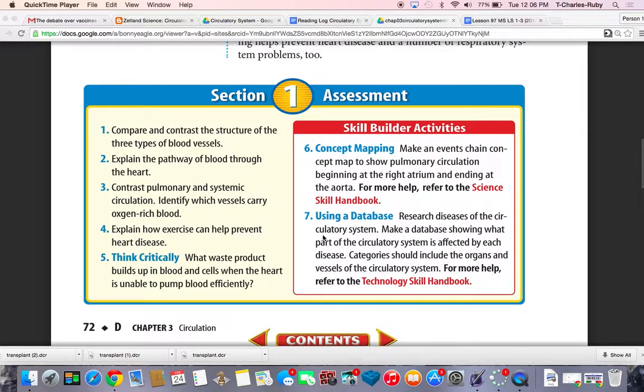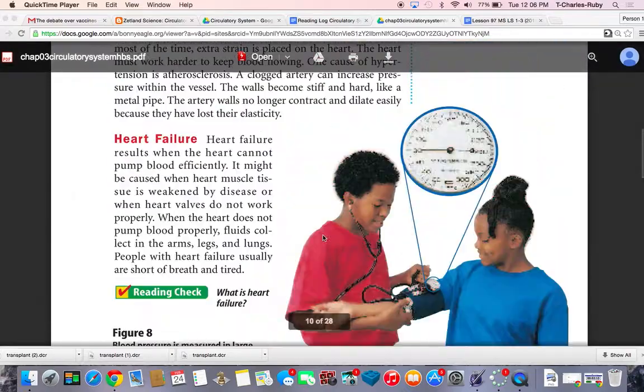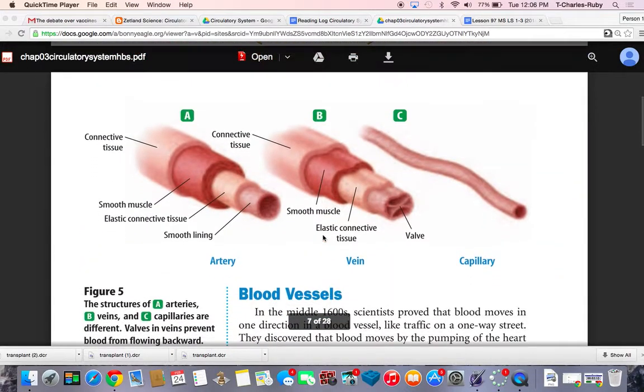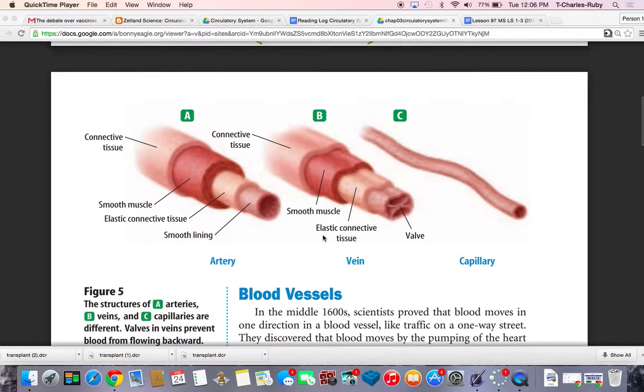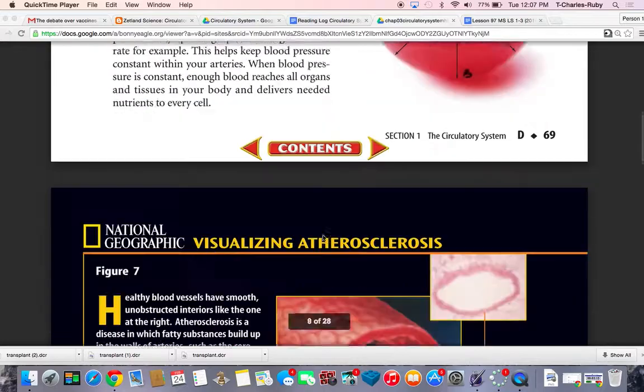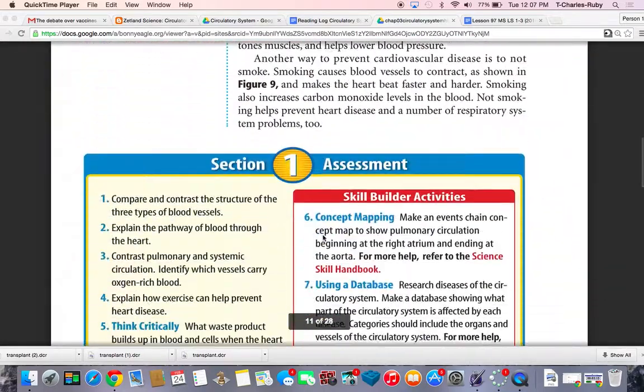Please complete the section assessment questions. Number 1, compare and contrast the structures of the 3 types of blood vessels. You'll find that at the top of this page, Figure 5, A, B, C, and D: smooth lining, connective tissue, smooth muscle, elastic connective tissue, and capillaries. Arteries, veins, and capillaries. That's what we're looking for in question number 1.